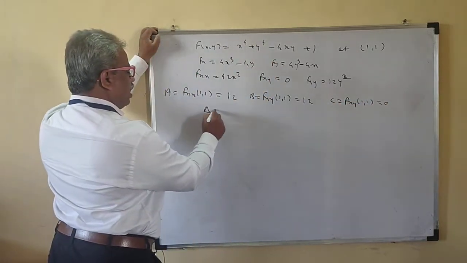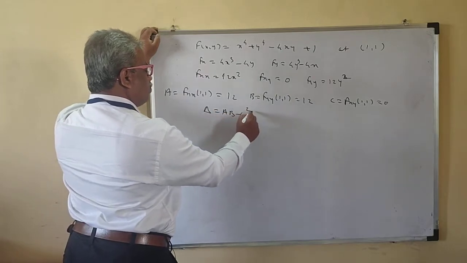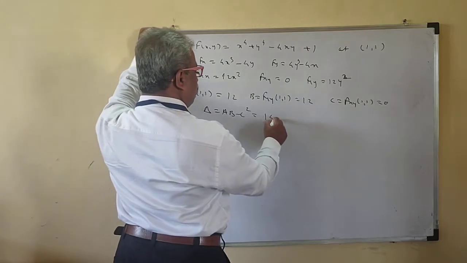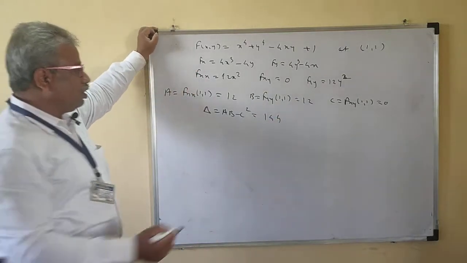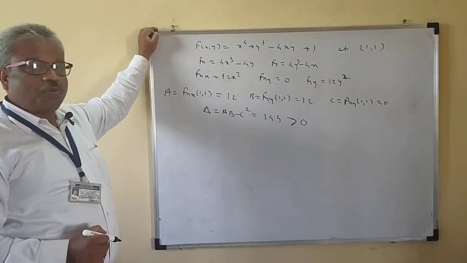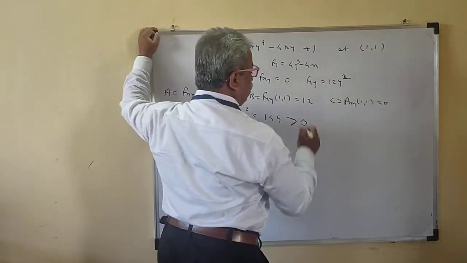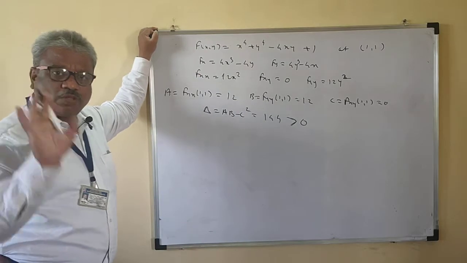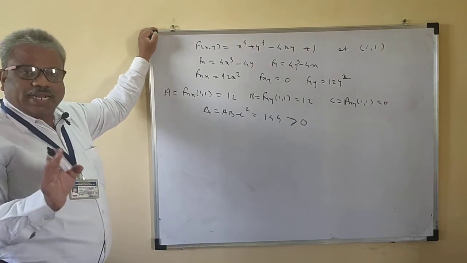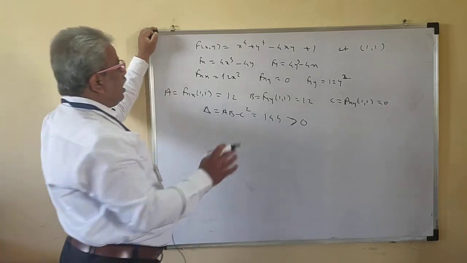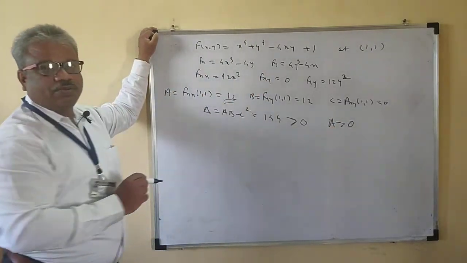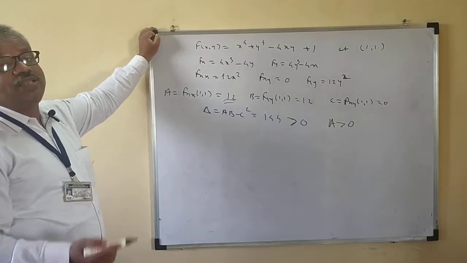You have to find delta. This is ab minus c square. If it is positive, then you have to think. This is 144 minus 0, so this is positive. If delta is positive, then only the function has a maximum or minimum value. So if delta is greater than 0, then look at a now. Your a is positive. So if a is positive, then the function has a minimum value.